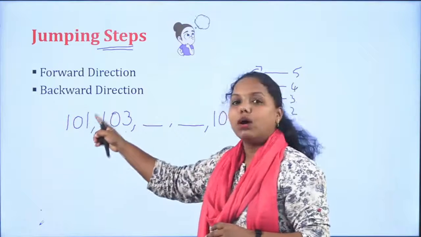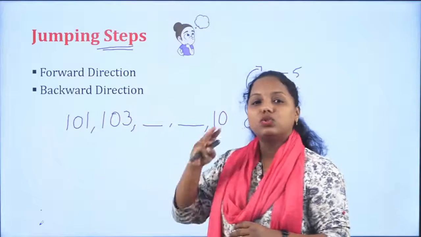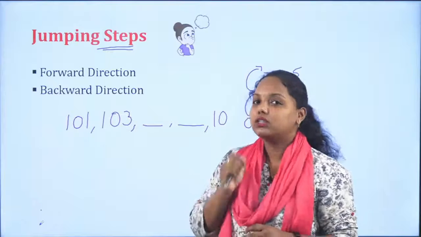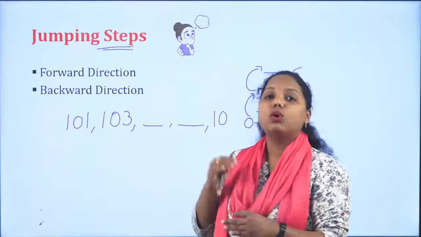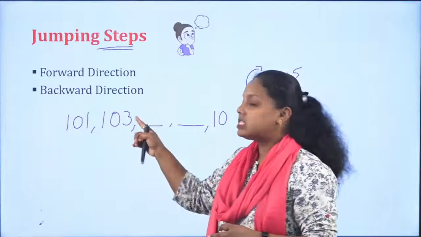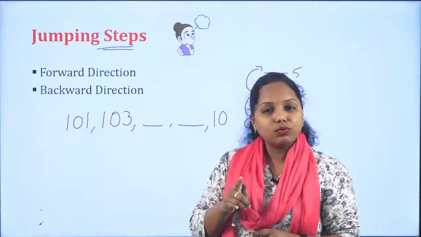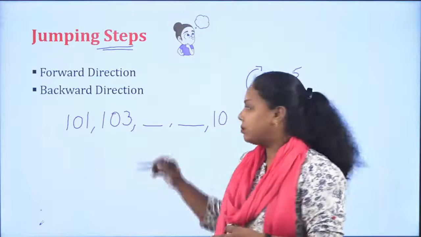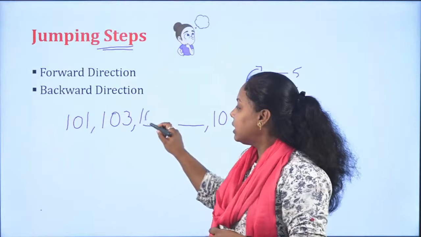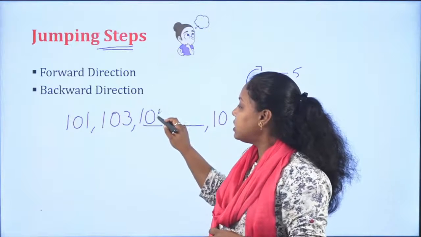Next, what is the number 1? What is the next number? 3. Which is the jumping number? The jumping number is 2 over there. Now, here also you have to follow the same rule. So, what is the next number? 4. Should I need to write 4 over there? No. You have to jump that number. So, what is the next number? It is 10. Keep it as it is itself.